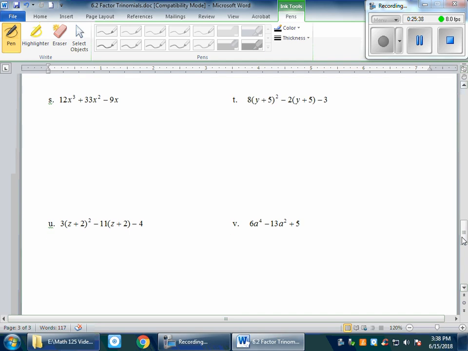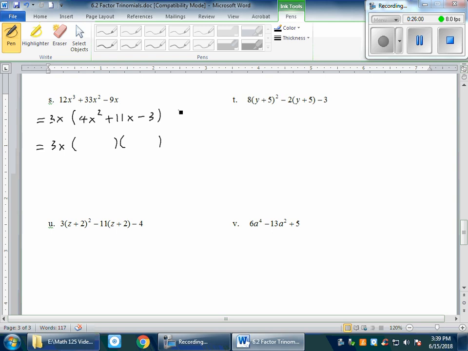So S, I can see that there is a greatest common factor, 3x. So factor 3x out, that will become 4x squared plus 11x minus 3. And using the technique, we're going to try to factor this, because if it is factorable, this technique will work, right? So in this case, my a times c, 4 times negative 3 is negative 12, and we want positive 11, my b.